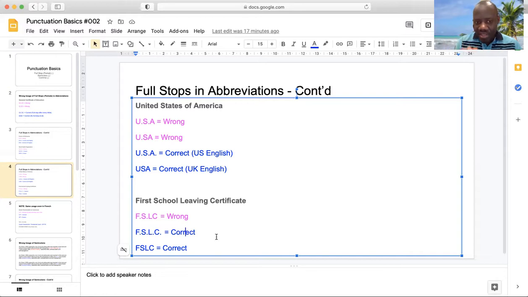Okay, because all these are initials. This is more like the American style. Otherwise, drop all the dots, drop all the periods, drop all the full stops, and just write FSLC, First School Leaving Certificate.